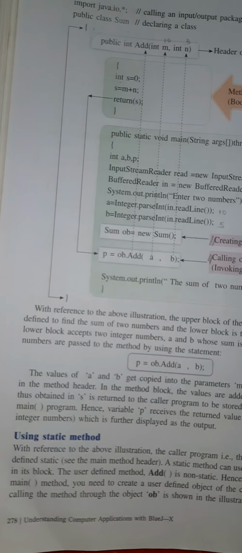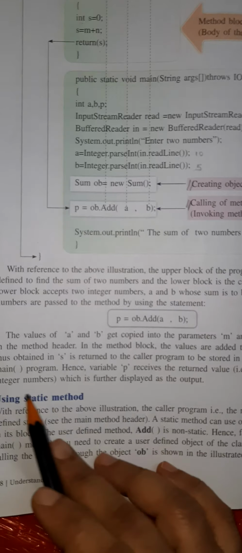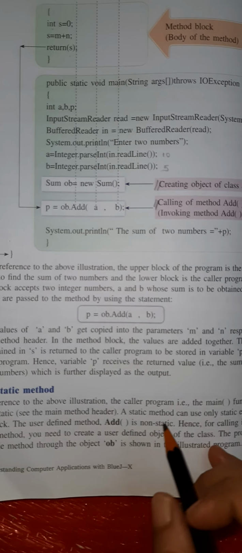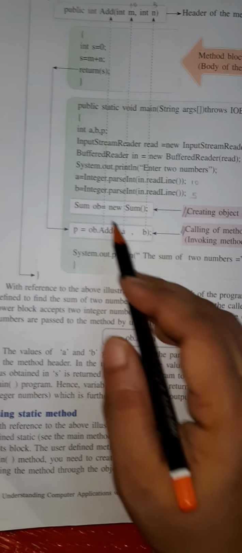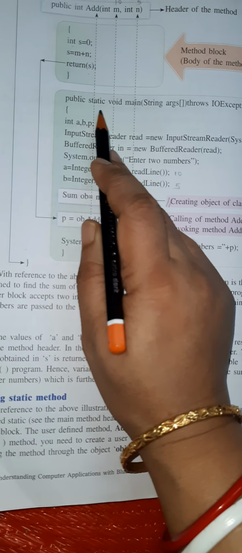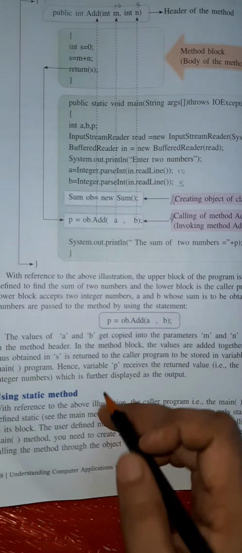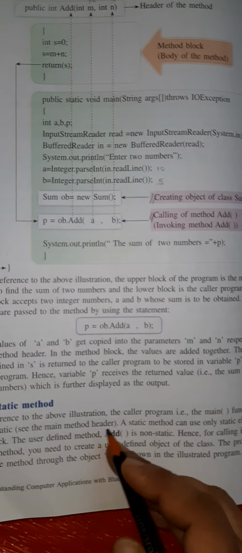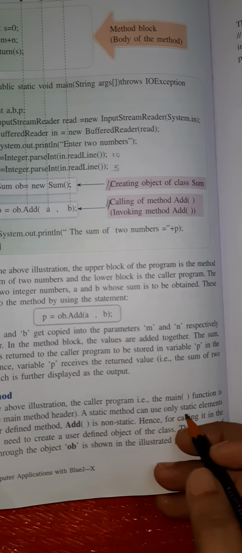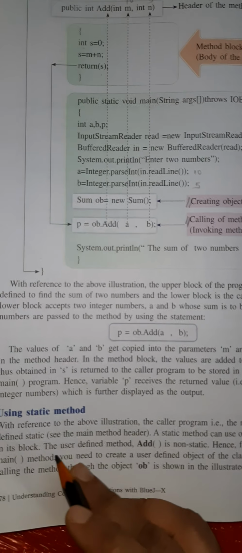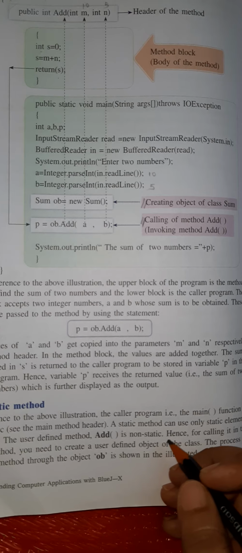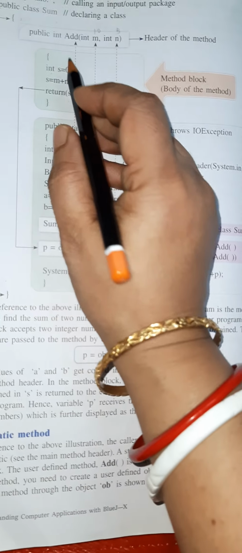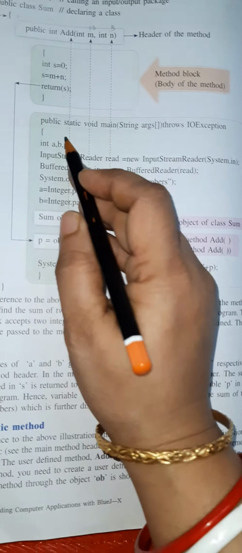Using static. If you are using static, what happens? With reference to the illustration, the caller, the main method, is defined as static. Always we define the main method as static void. See the method header: the static method can use only the static elements in the block, and the user-defined method add is non-static. Here you see we are not using any static, but here it is static.